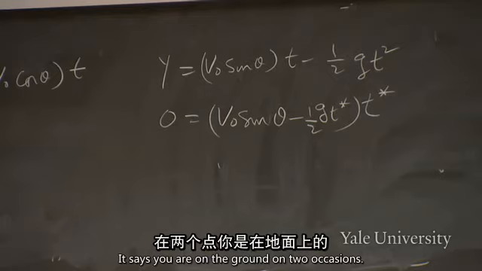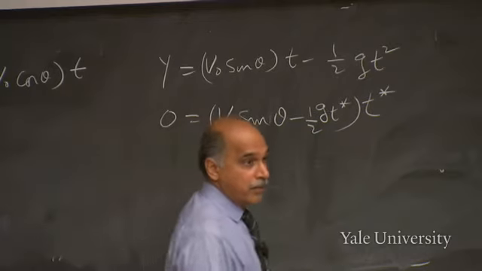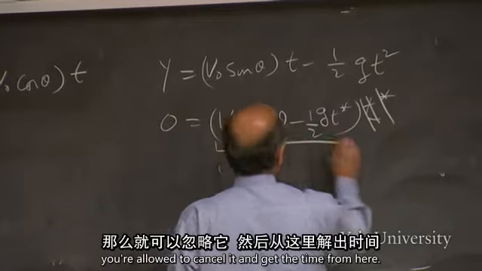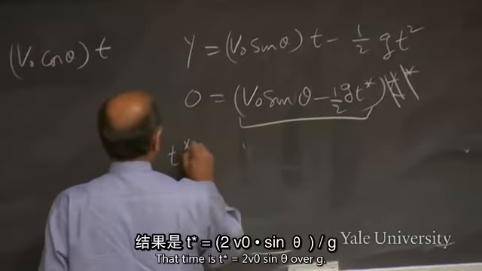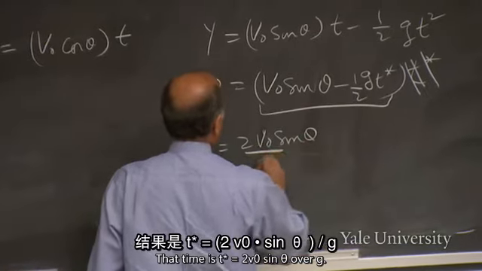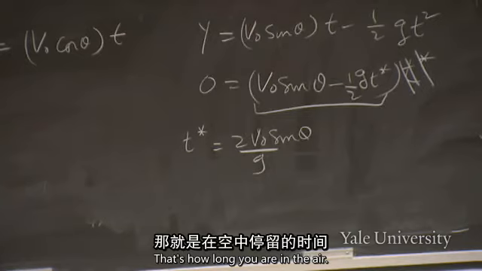So it says you're on the ground on two occasions. One is initially, but we're not interested in that. Well, if the time you're interested in is not 0, you're allowed to cancel it and get the time from here, and that time is t star equal to 2v0 sine theta over g. That's how long you're in the air.